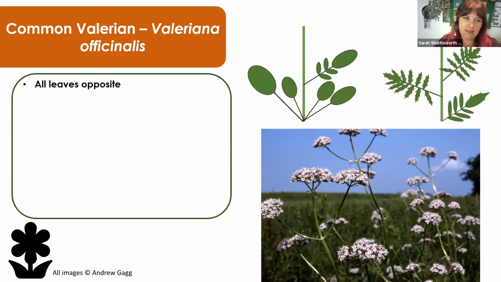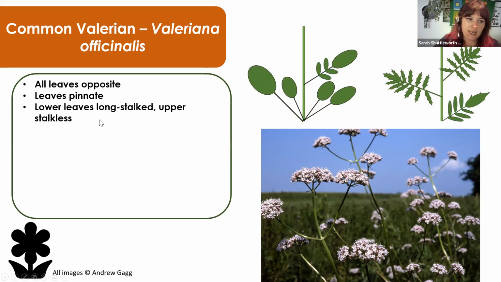All leaves are opposite, which I haven't entirely represented in my images, apologies for that, but they are. And the leaves are pinnate, which just means that they're divided once. So you've got the main stem and then individual leaflets coming off. The lower leaves are also pinnate, but long stalked, whereas the upper ones are stalkless.